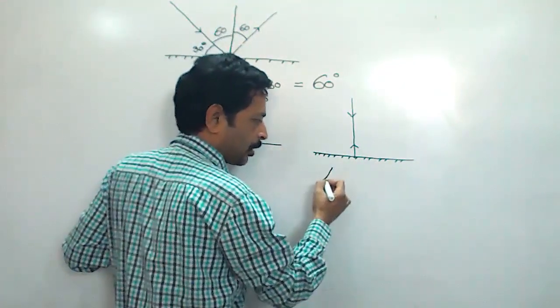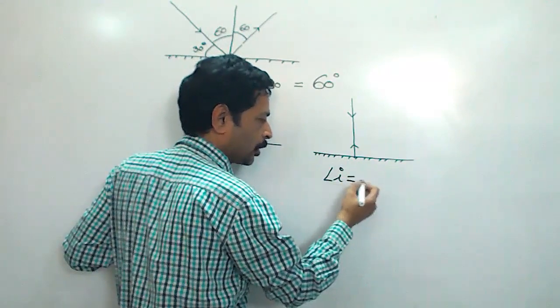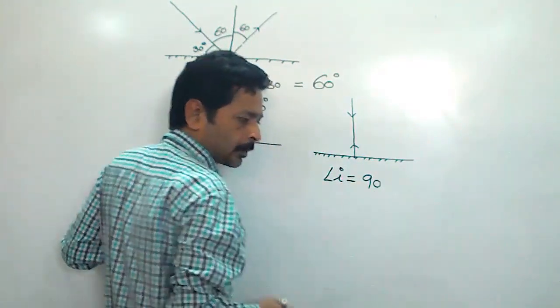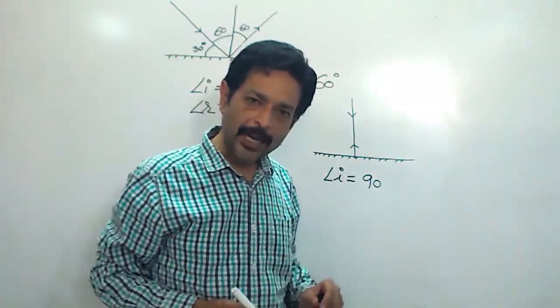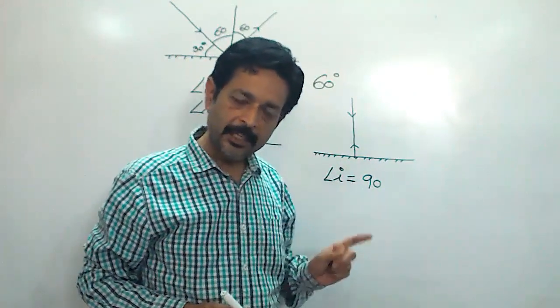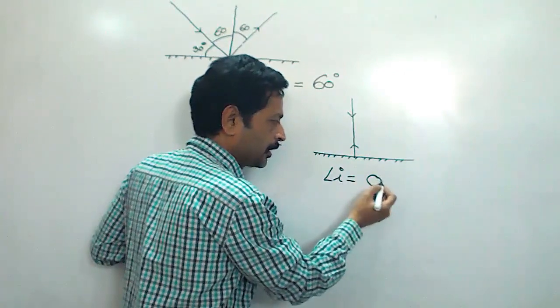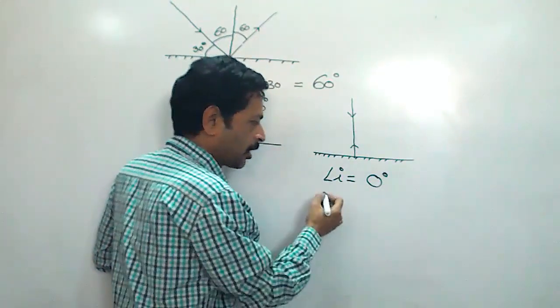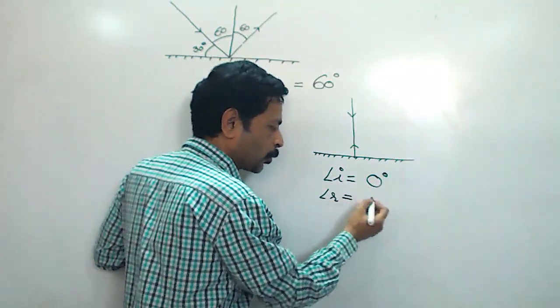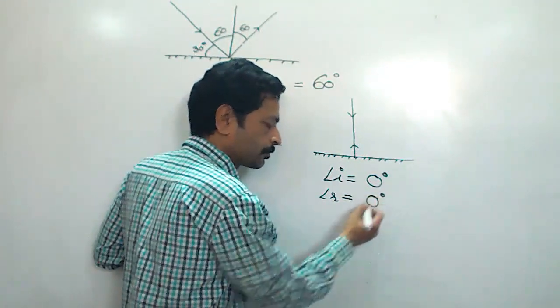And here the angle of incidence will be equal to 0 because there is no angle between the incident ray and reflected ray. Angle of incidence will be 0 degree. Angle of reflection will also be equal to 0 degree.